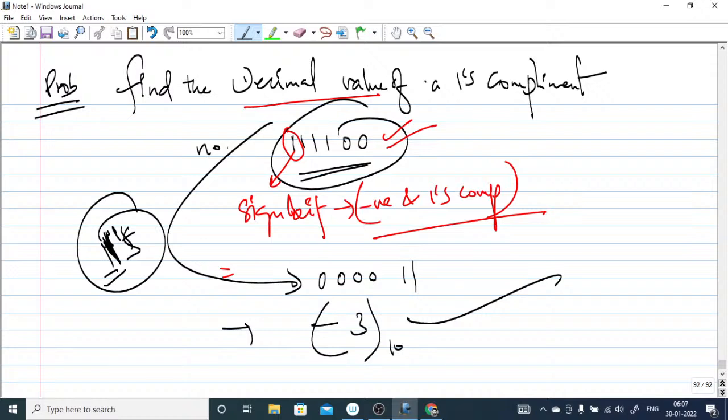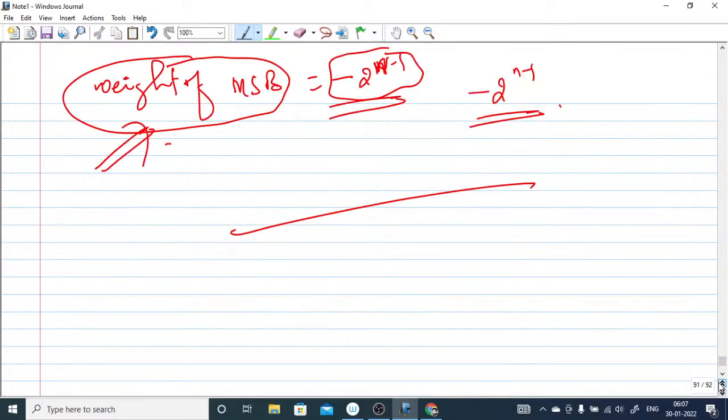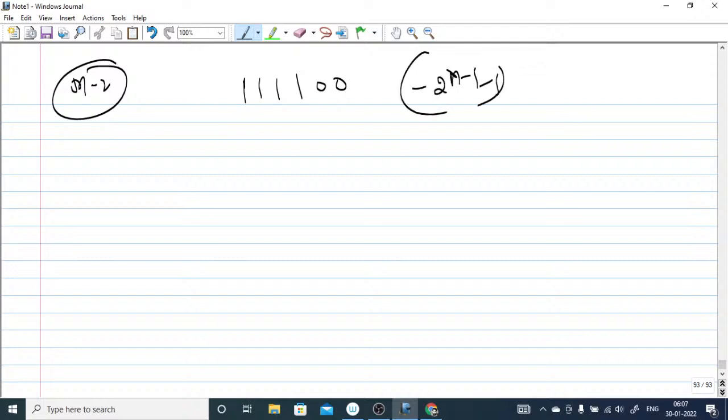I think I have done this previously as well. So please keep in mind this very important concept. Or if you want to solve using the second method, which everyone knows, 1 1 1 1 0 0 is given. So how many bits are there here? The weight of the MSB, you have to take minus of 2 raised to the power n minus 1, same.